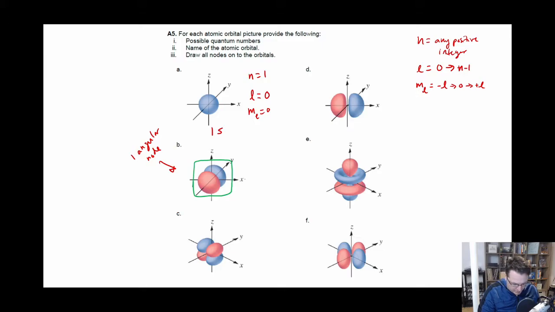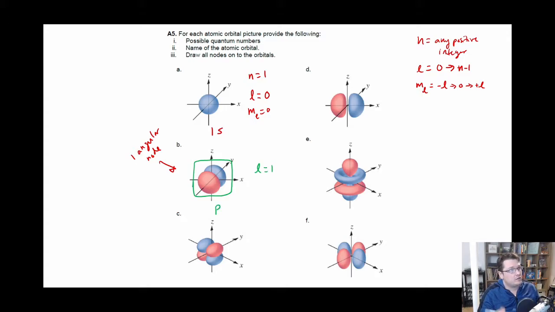So we know we have one node, right? We know it's an angular node. So if we have one angular node, that tells us then that L is equal to 1, right? Because the number of angular nodes is equal to the L value that we have. And so the next thing that we know then is that if L is equal to 1, we're working with a p orbital, right? So we're working with a p orbital in this case.